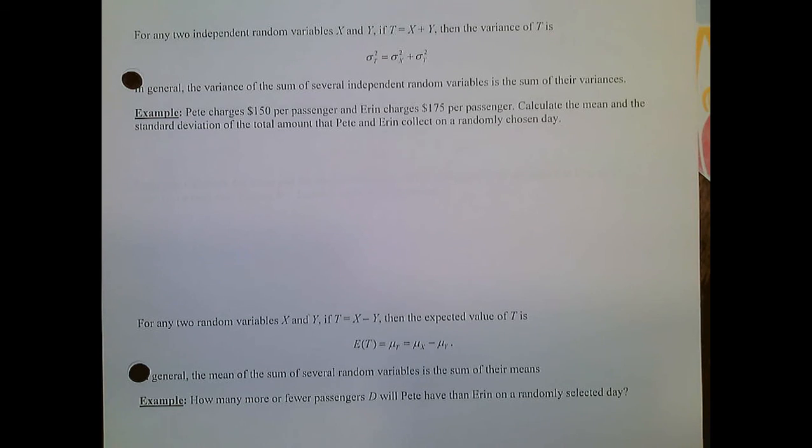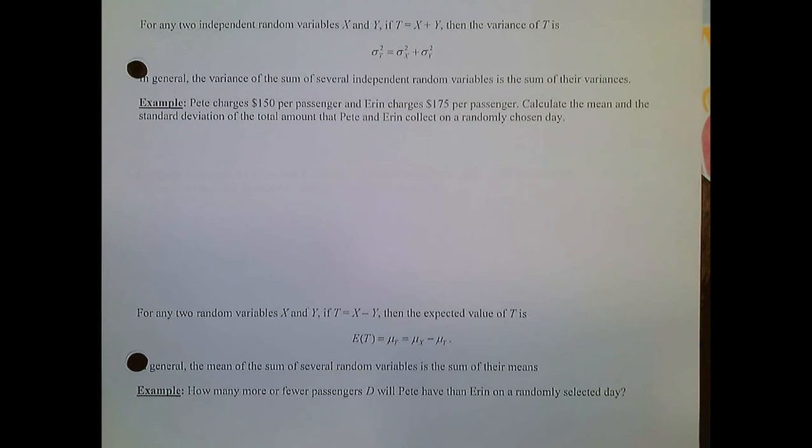In our next example, it says that Pete charges $150 per passenger. Aaron charges $175 per passenger. We want to calculate the mean and the standard deviation of the total amount that Pete and Aaron collect on a randomly chosen day. So what we need to do is define two new random variables.